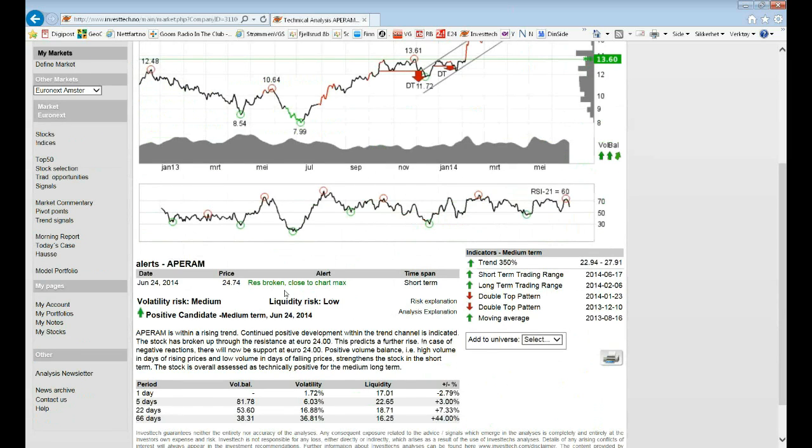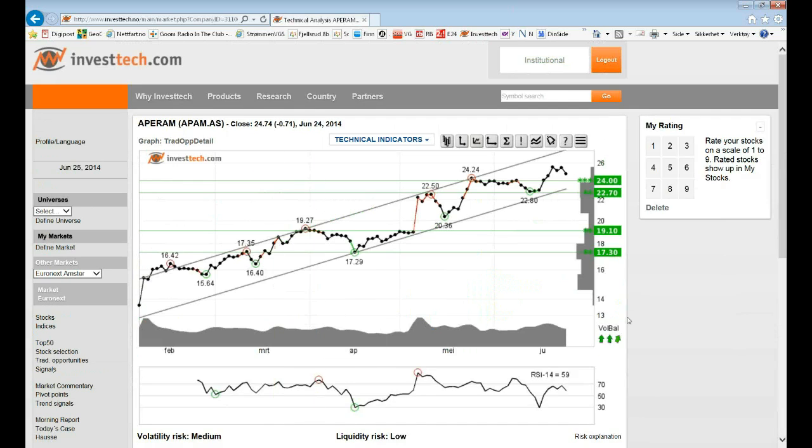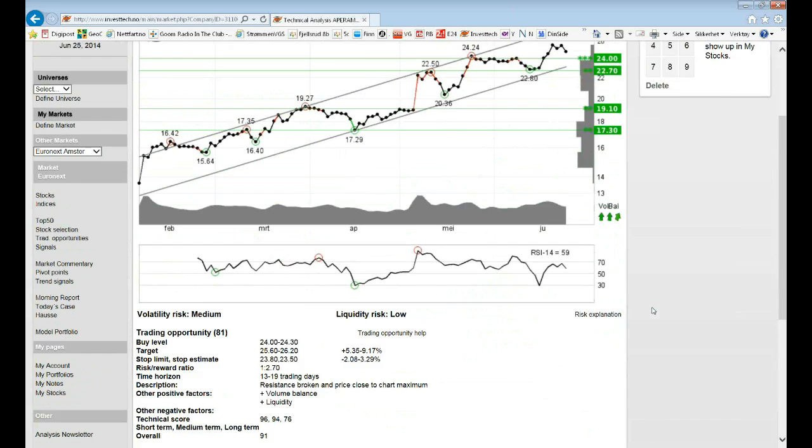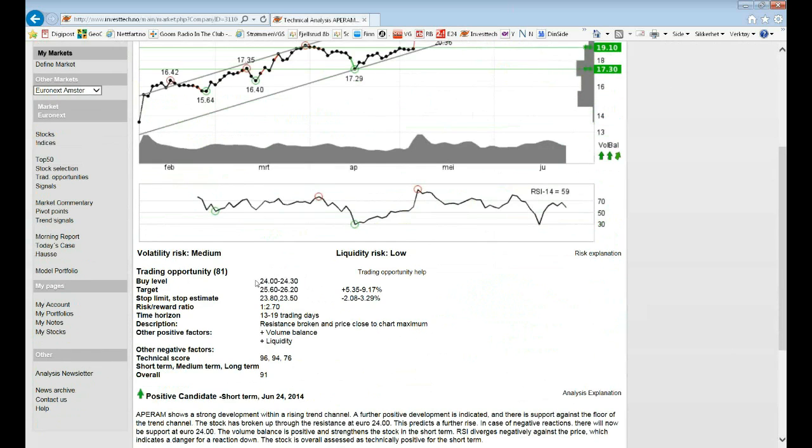In addition, we see that it has given a trading opportunity, which we will look at a little later. The resistance is broken and it's close to chart max. Here we see the buy level, which is around 24 to 24.3, the target of 25.6 to 26.02, and a risk-reward ratio of 1 to 2.70.